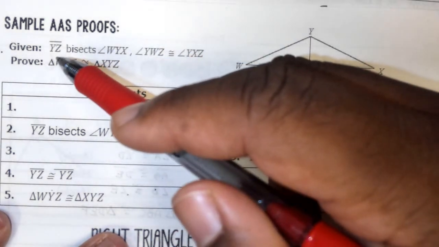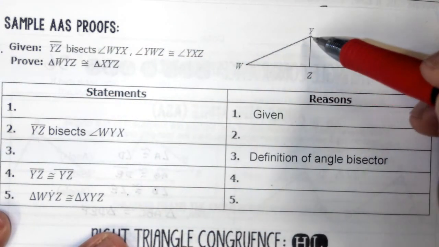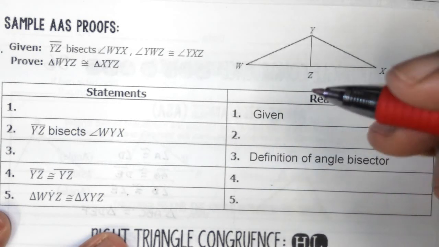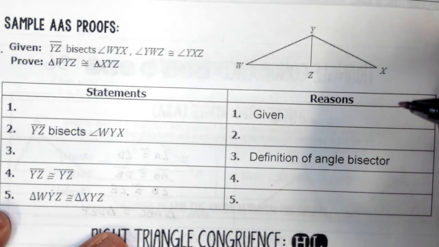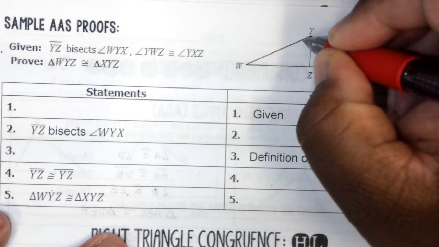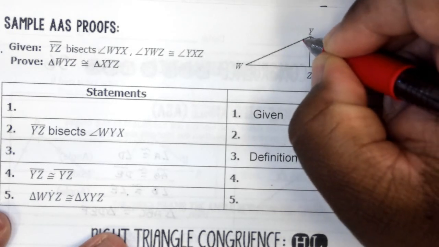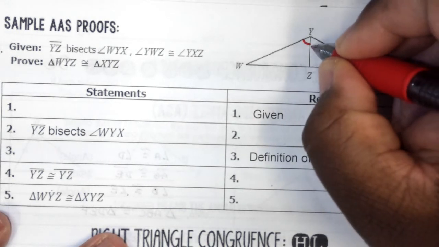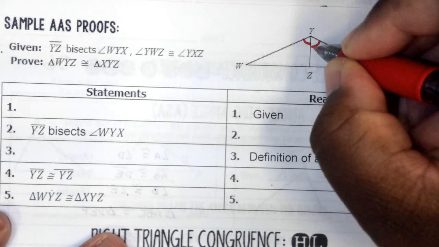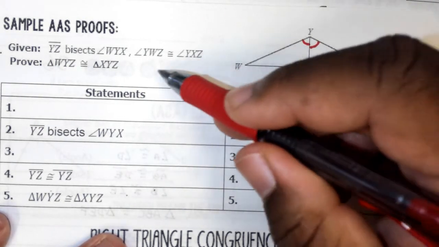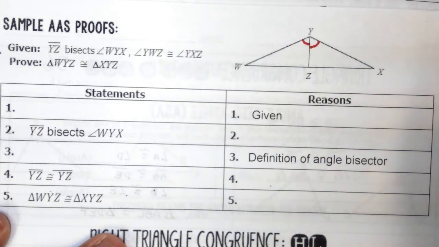I'm asking y'all, they said YZ bisects angle WYX. What should I know? Say it again, Ben. Yeah, that's it. Angle WYZ, which is this angle right here, is congruent to angle XYZ. Didn't he say it already? No, he said that completely wrong the first time. The first time he said this, which is another set of angles entirely.